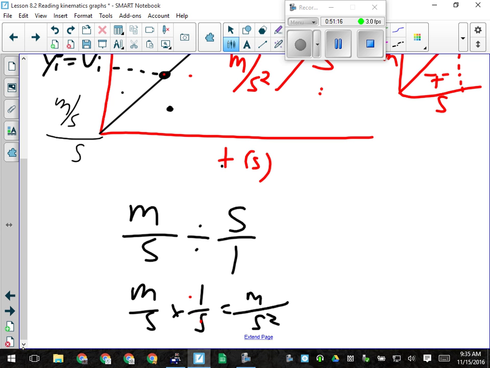Well, meters times 1 is meters, and seconds times seconds is seconds squared. Is that M over S divided by S over 1? Yes, so meters per second divided by seconds. We reciprocate and we go meters per second times 1 over seconds, which gives us meters per second squared. It doesn't mean that we're squaring the number. It means that the seconds are seconds per second, or seconds squared.